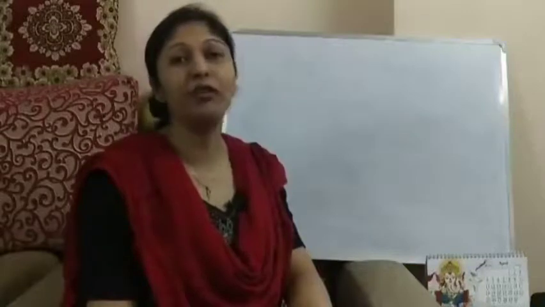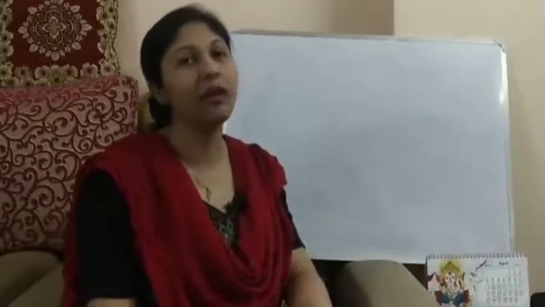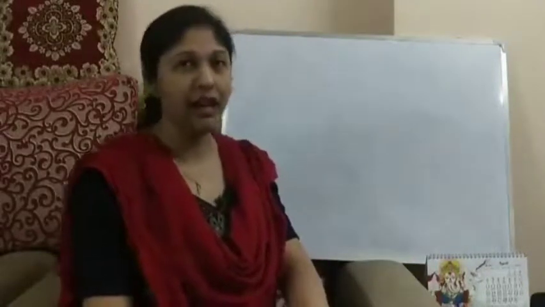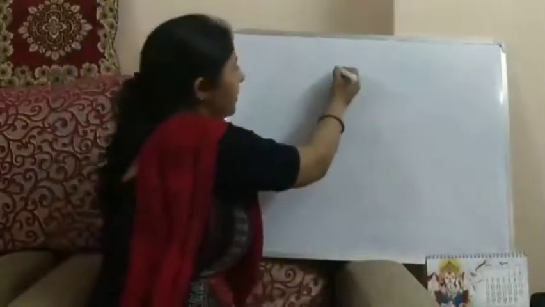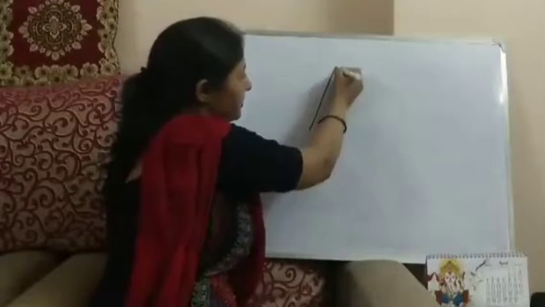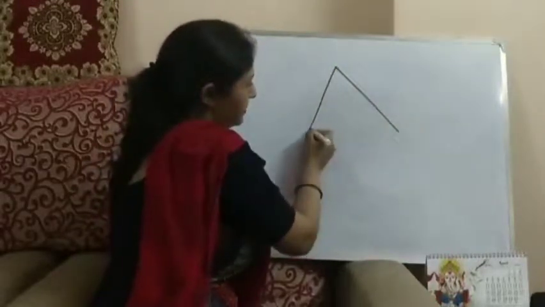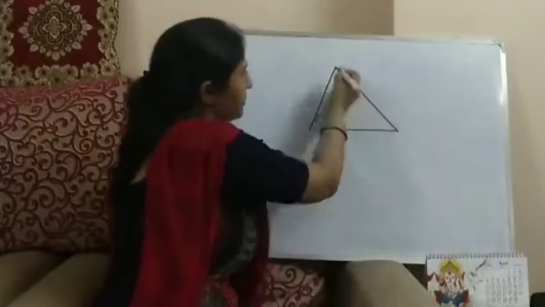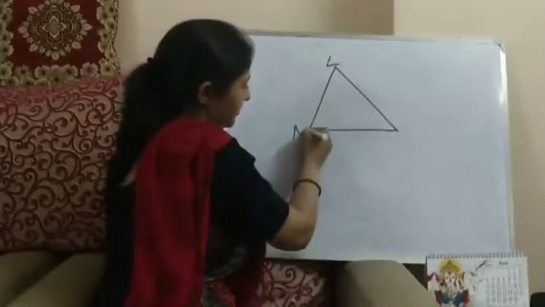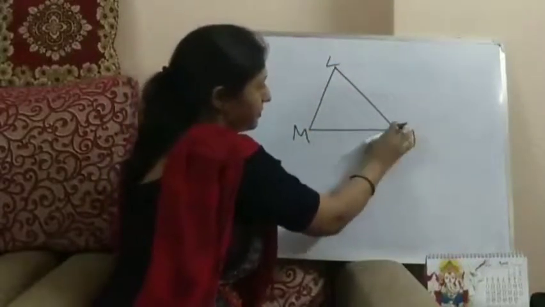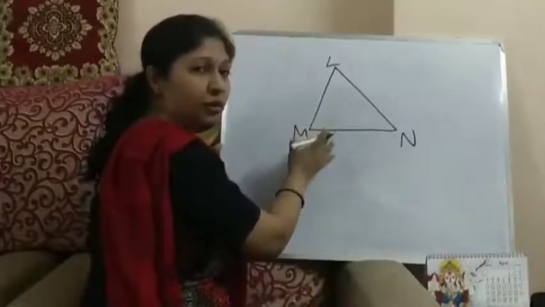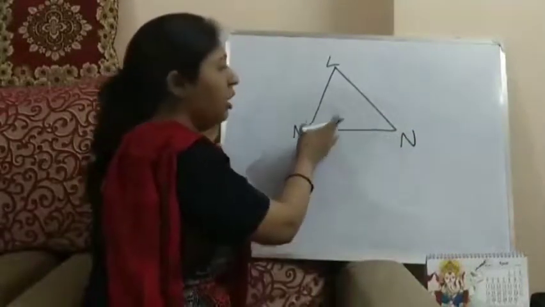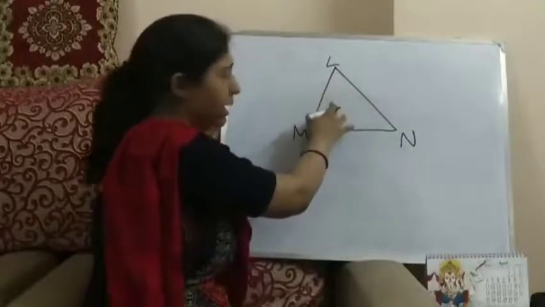Today I am going to discuss the perimeter of a triangle. That is very easy. Now I am going to show you one triangle and how we will find the perimeter of that. Say this is a triangle and we should find the perimeter of this area.